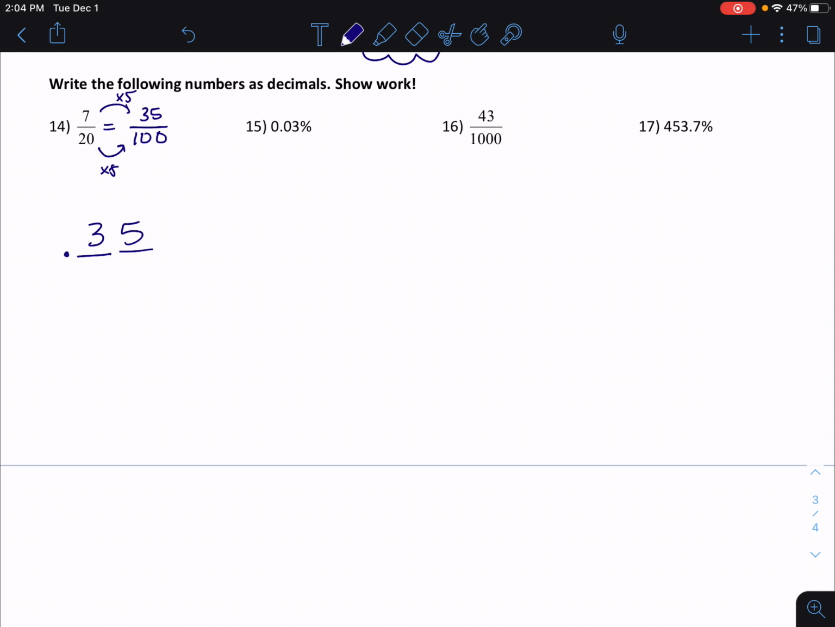To go from a percent to a decimal, I'm going to move the decimal 2 places to the left. So I'm going to take this decimal and move it 1, 2 places to the left. I'm going to add that 0 in there. So this is going to be 0.0003.